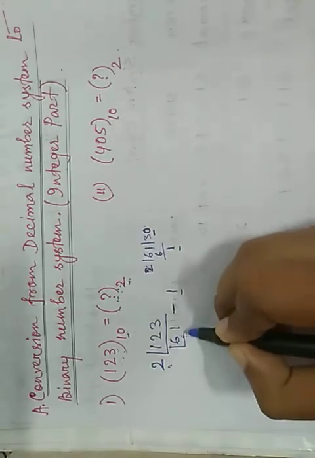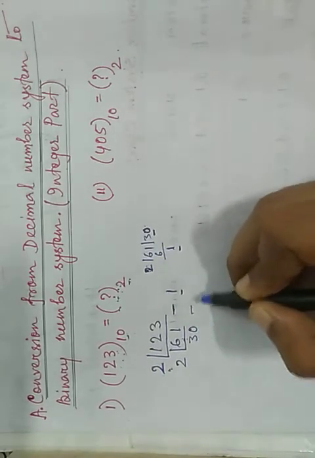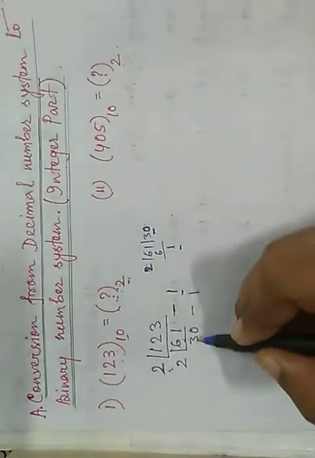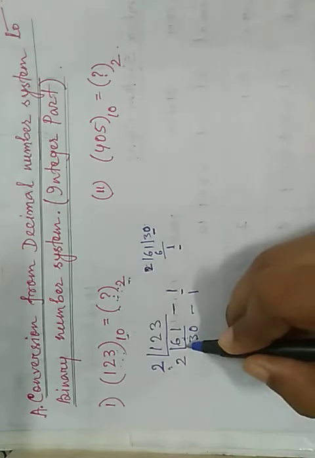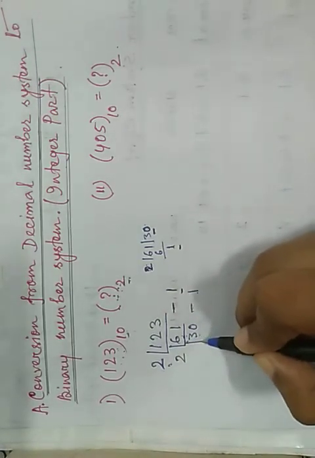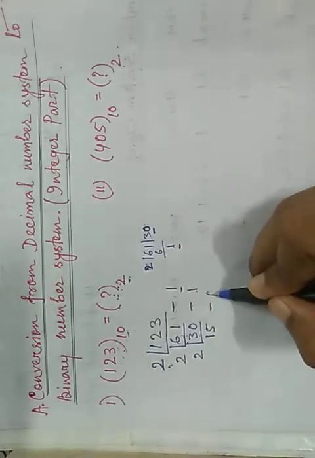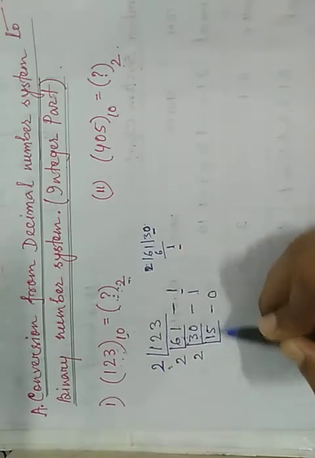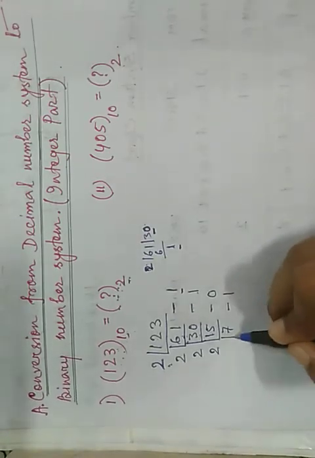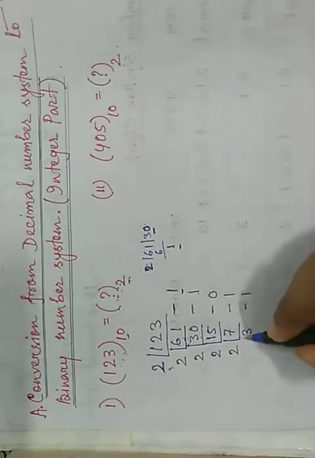So here again divide by 2, it is 30 and the remainder is 1. The quotient part must be written here below the 61 and the remainder part must be written here. Again, 15 twos are 30, remainder is 0. Again 7 twos are 14, remainder is 1. Again 7 is divisible by 2. 3 twos are 6, 1 remainder.